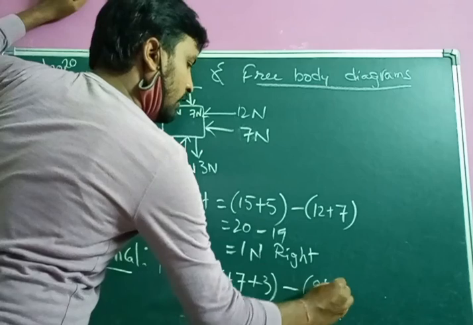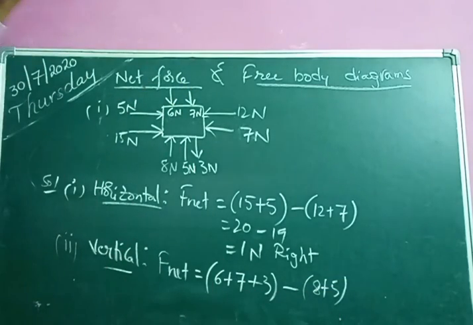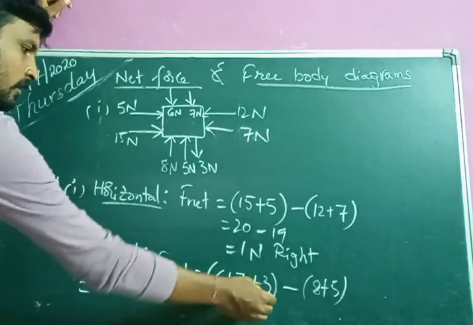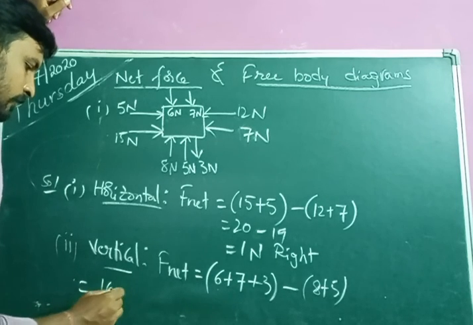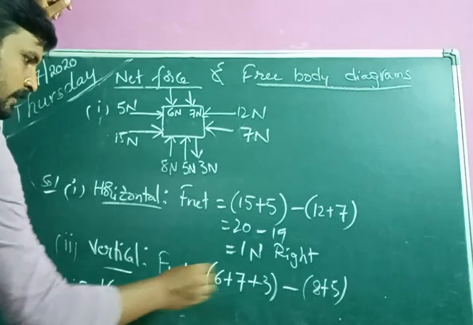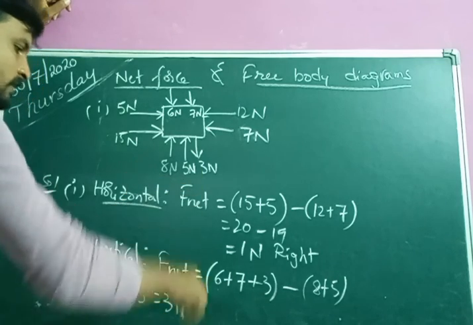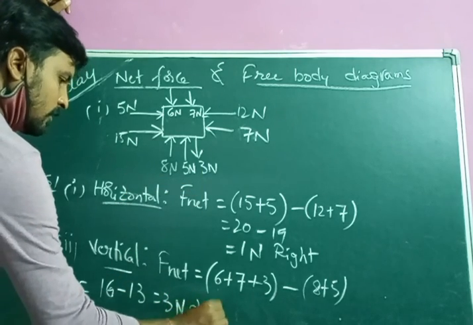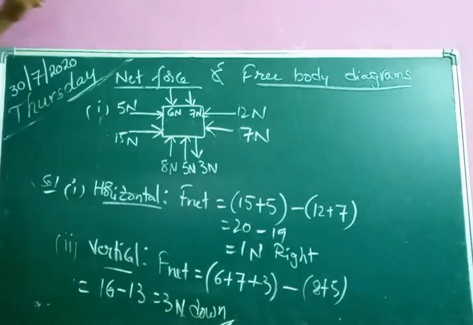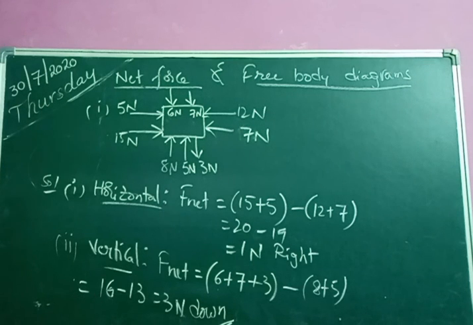8 plus 5, how much? That is 13. So 16 minus 13 is equal to 3 newtons, 3 newtons towards downwards. In this way we can find the net force.